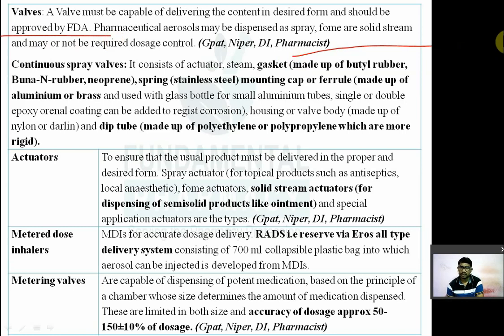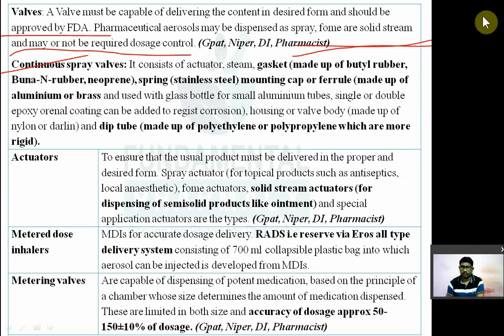Pharmaceutical aerosol must dispense as a spray or foam or solid stream, and may not be required for non-pharmaceutical aerosol. दूसरे pharmaceutical में क्या आता है कि dose control होता है. There are two kinds of valves in a very short: continuous spray valve and metered dose valve. Okay, so mostly continuous type of spray valve is dose valve.